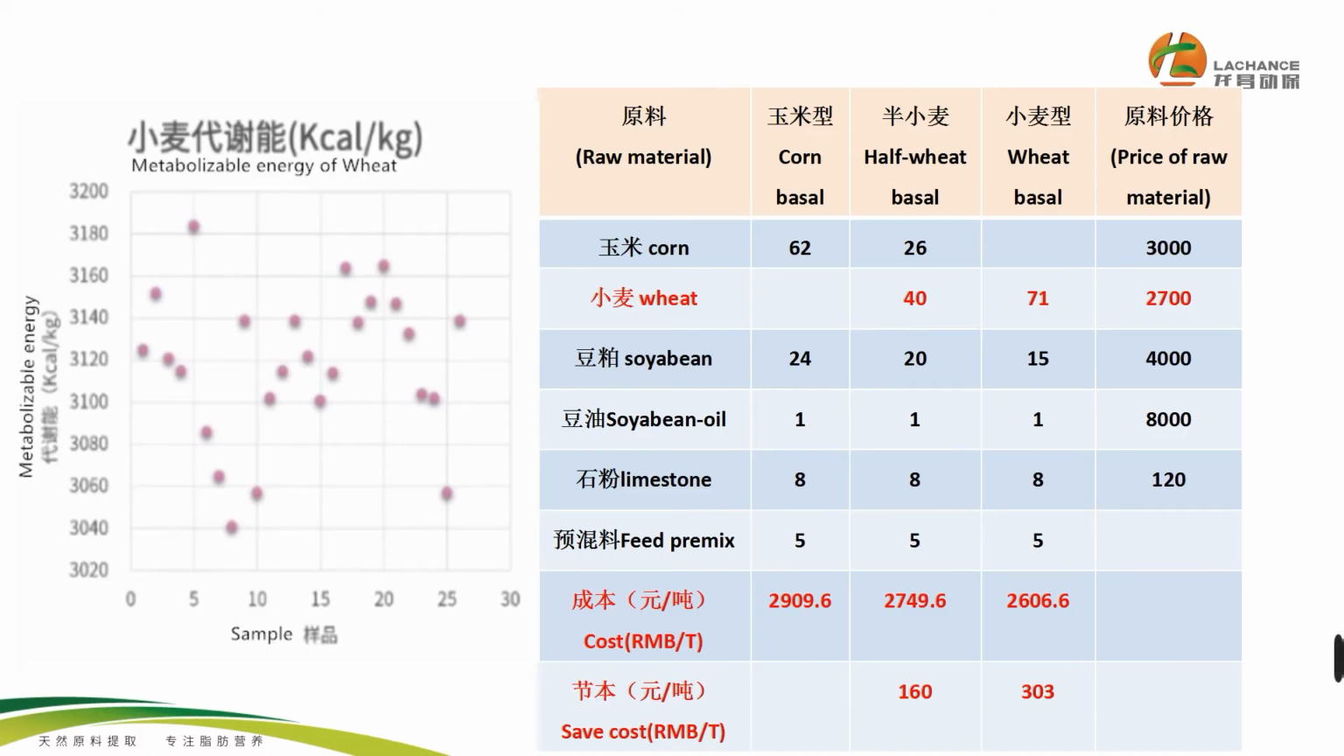This is the formula for using the wheat instead of part of the corn. We can see the cost of the formula: for the half wheat bushel, feed cost is about 160 yuan. For the wheat bushel, feed cost is more than 300 yuan.